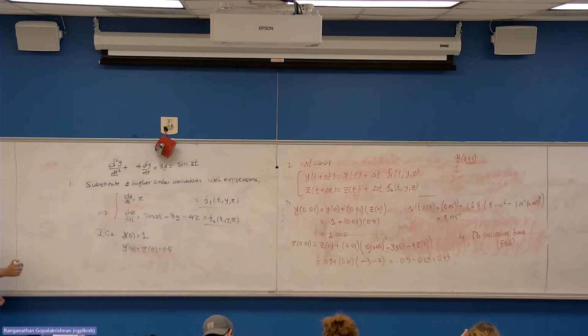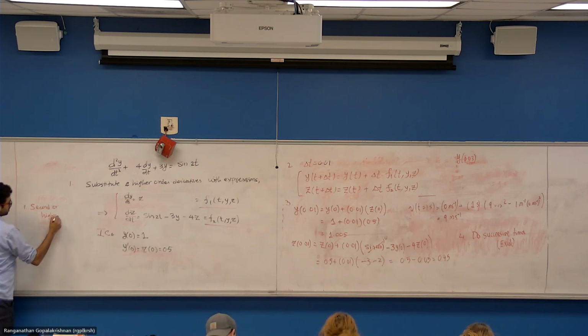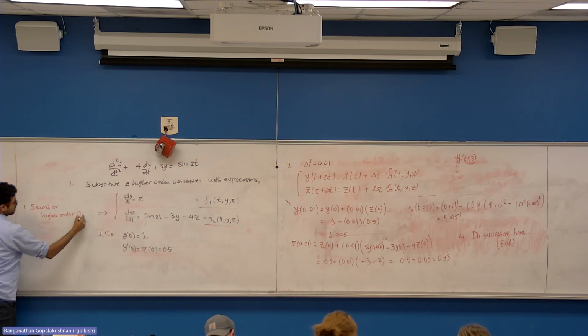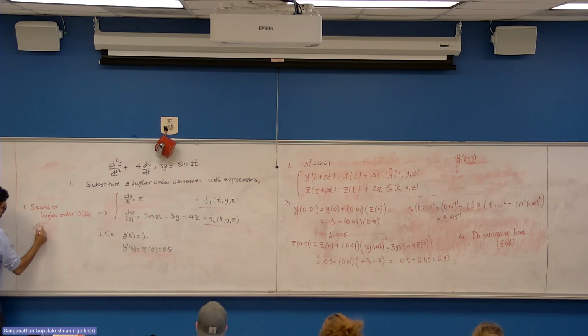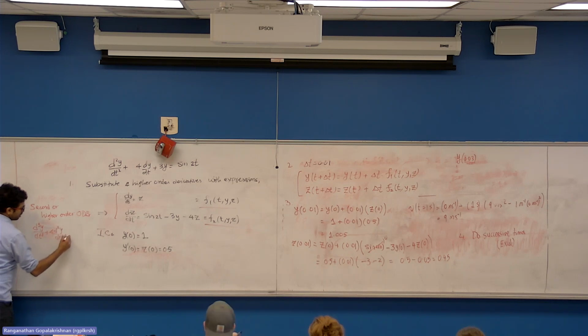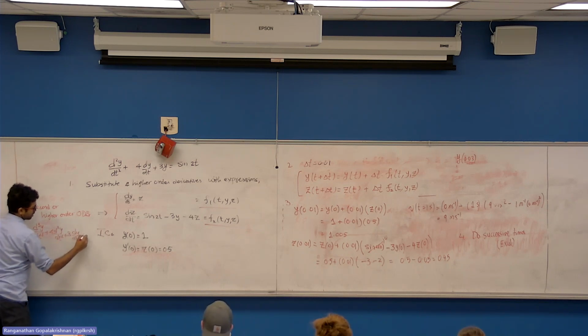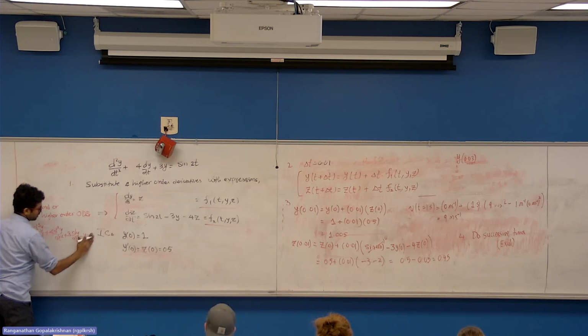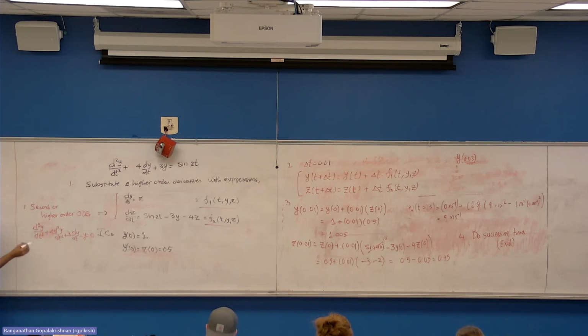So there are 2 types of problems you need to be able to do. One is second or higher order ODEs. That is, suppose you have d cube y over dt cube plus 4 d squared y over dt squared plus 3 dy dt minus y equal to some f of t, equal to 0, let's say.